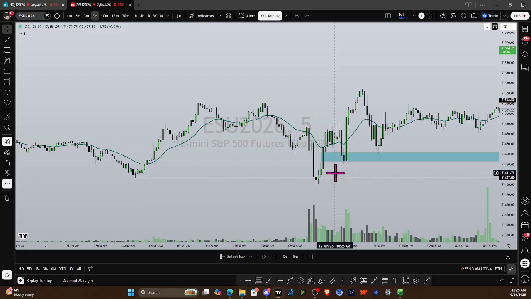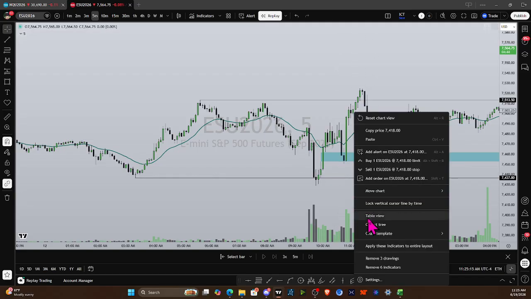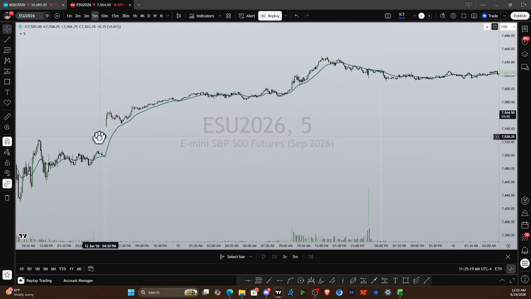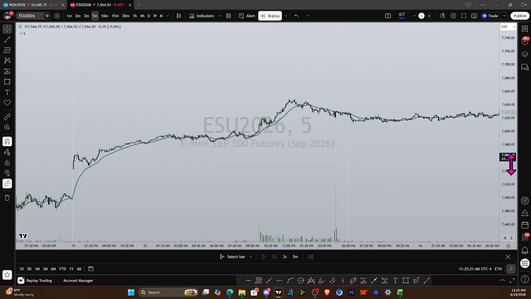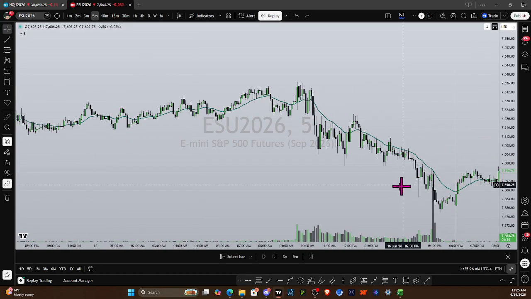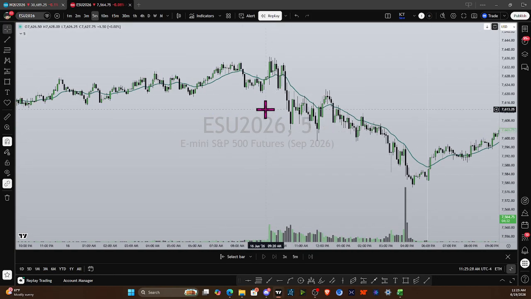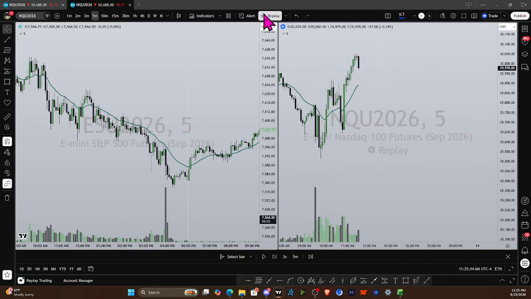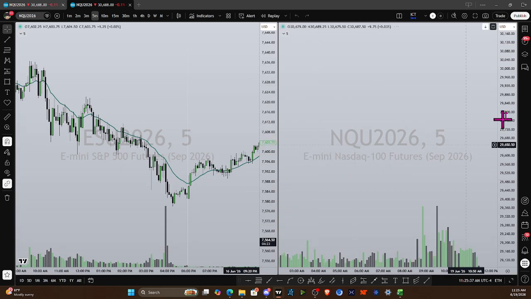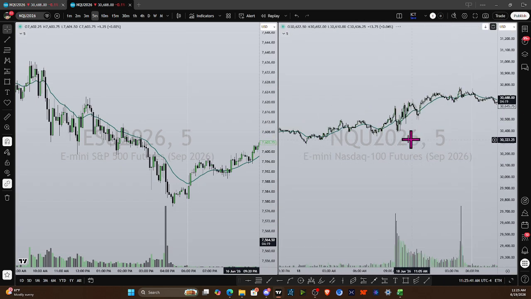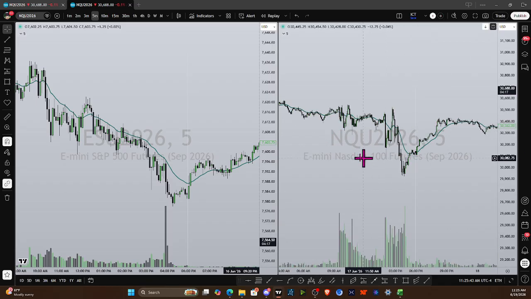But let's look at a couple more examples, because there were a couple. There was one from this week that was pretty notable. I think it was on the 16th. And this is going to be an important reason why we have the NASDAQ and the ES up at the same time.